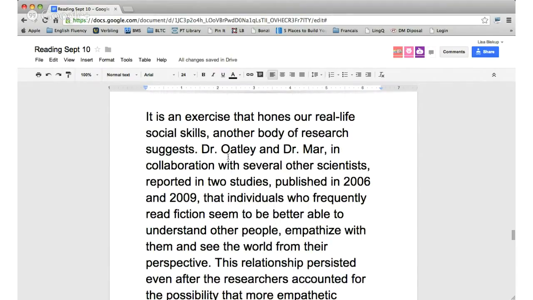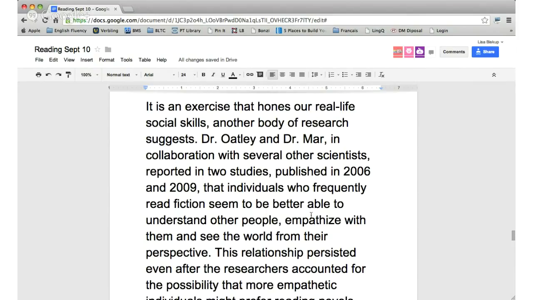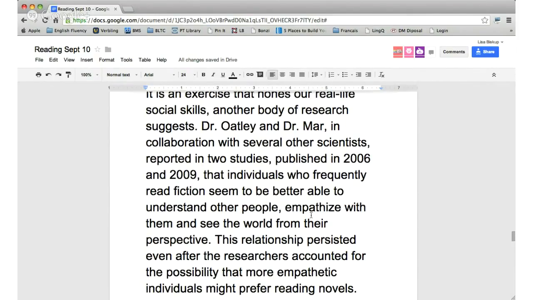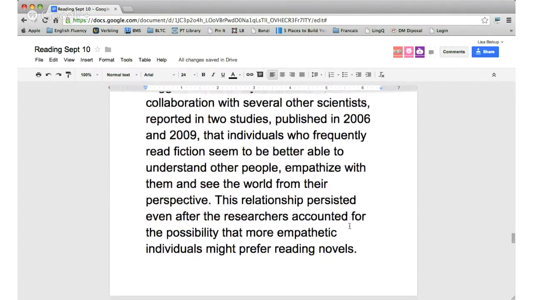It is an exercise that hones our real-life social skills, another body of research suggests. Dr. Oatley and Dr. Marr, in collaboration with several other scientists, reported in 2 studies published in 2006 and 2009 that individuals who frequently read fiction seem to be better able to understand other people, empathize with them, and see the world from their perspective. This relationship persisted even after the researchers accounted for the possibility that more empathetic individuals might prefer reading novels.